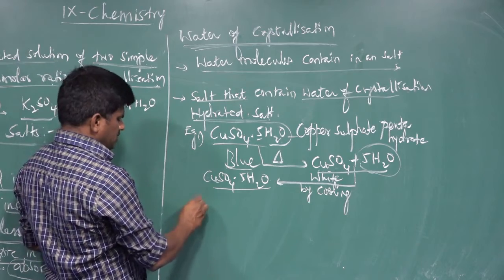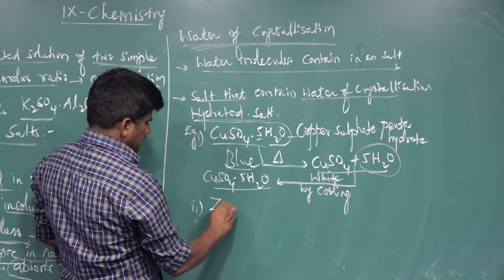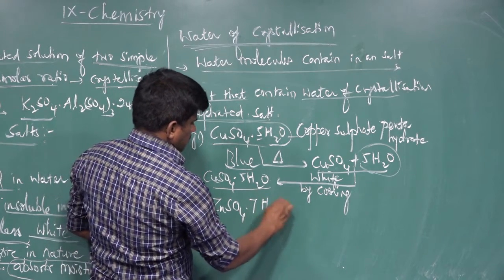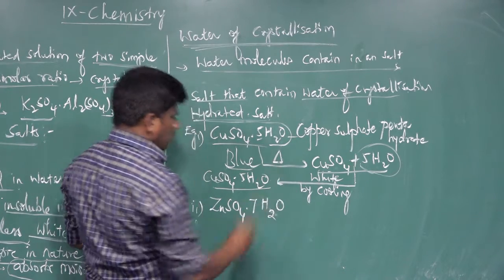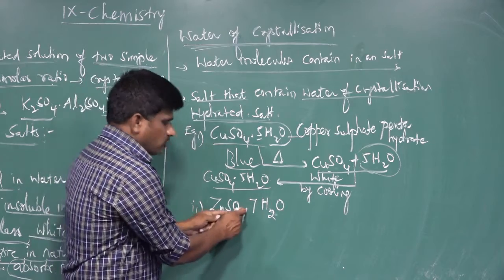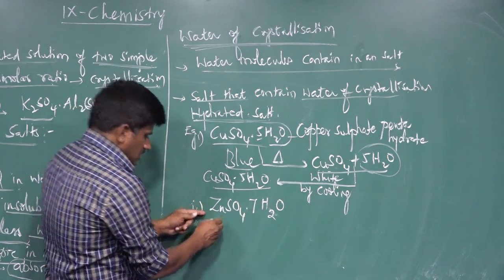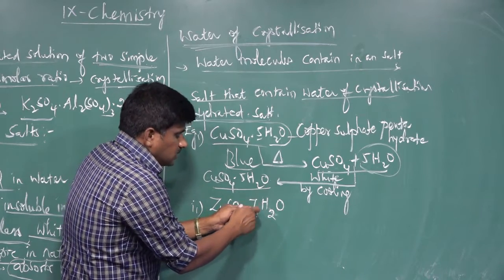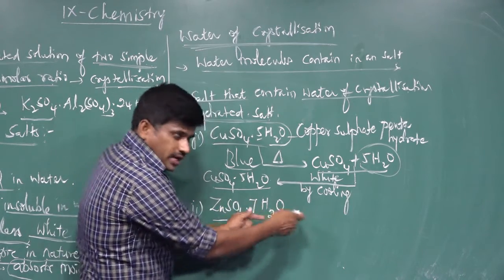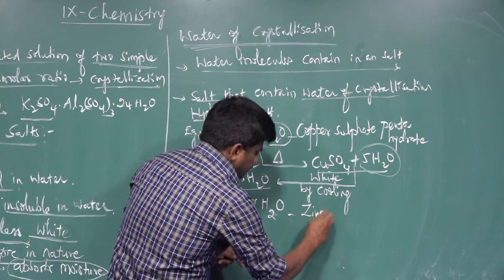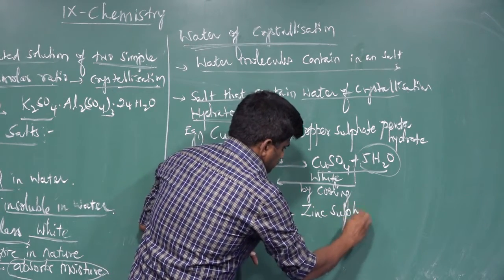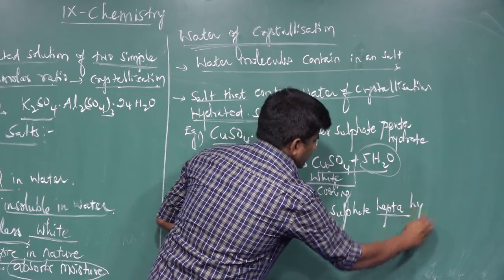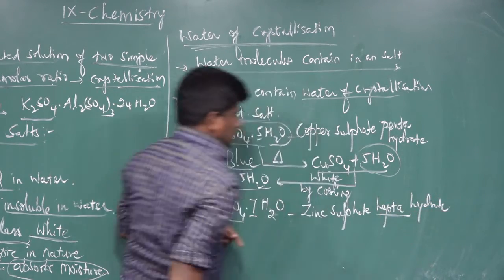We can give a second example also. This is zinc sulfate with 7 molecules of water, that is ZnSO4.7H2O. This is named zinc sulfate heptahydrate. The 7 is named hepta, and H2O is hydrate. This is zinc sulfate heptahydrate. This is the second example.